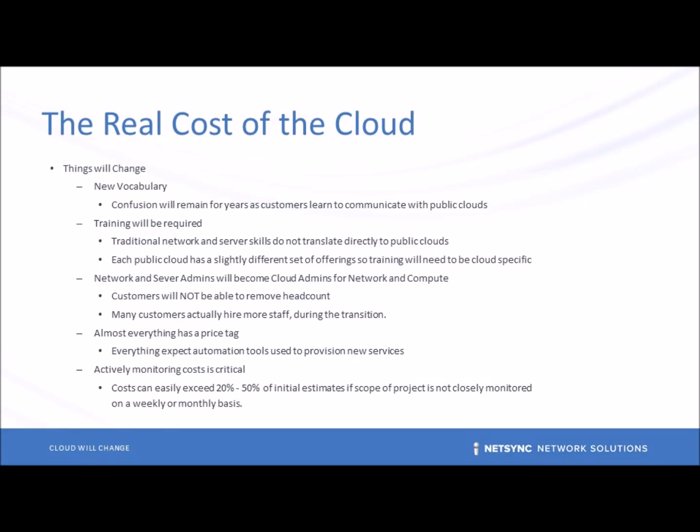Costs can easily exceed 20 to 50% of initial estimates if the scope of the project is not closely monitored on a weekly and monthly basis. We see so many customers we get to after they've made this journey to the cloud. They've been in the cloud for anywhere from a few months to a year, and they report that the cloud is now costing them 3 to 5 times as much as it was to do it themselves. This is very common.